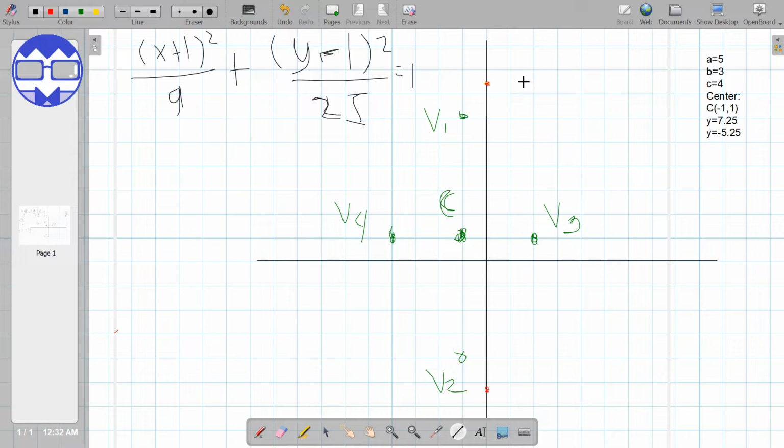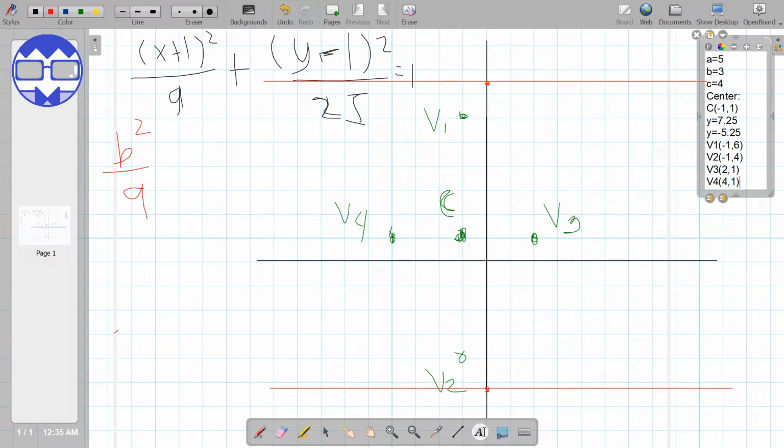Okay, then let's graph. It's kind of here. So it's a line that passes through these values of y. Okay, so these are our directrices.